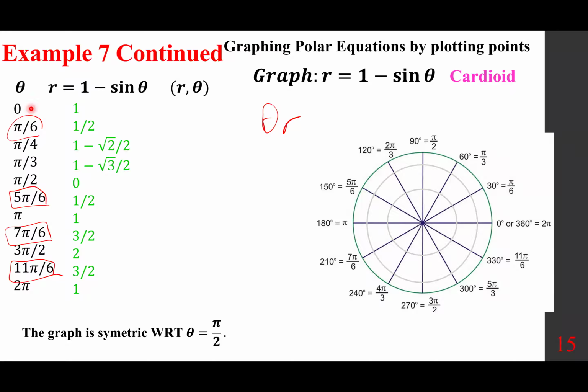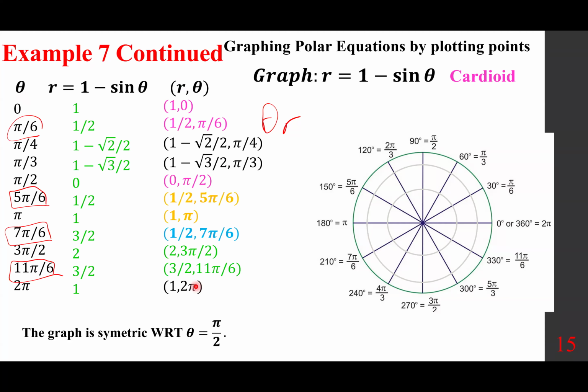So let's write the pairs, everybody. Now, r comma theta. So this is 1, 0. This is 1/2, pi over 6, and the rest of it. So let's write those. Let me erase my work, class.